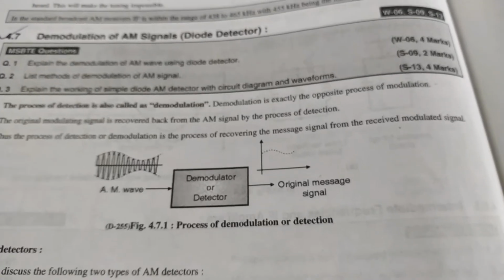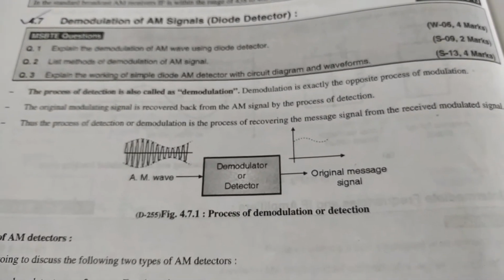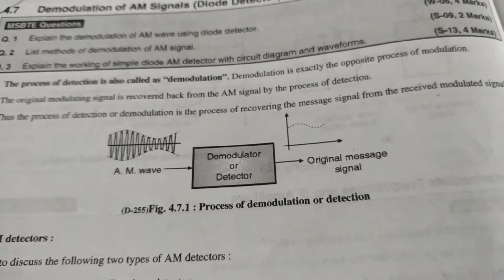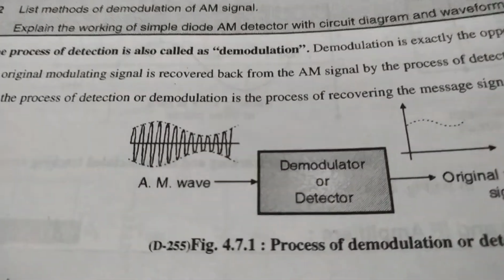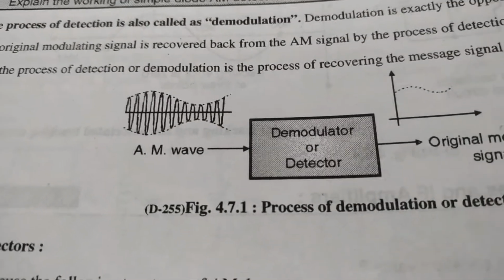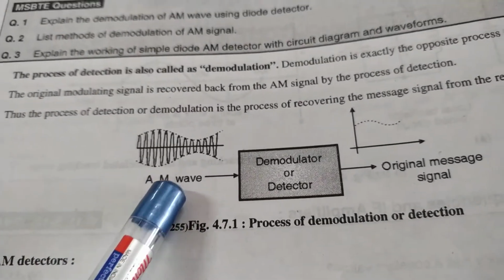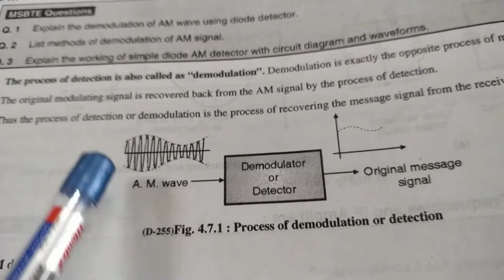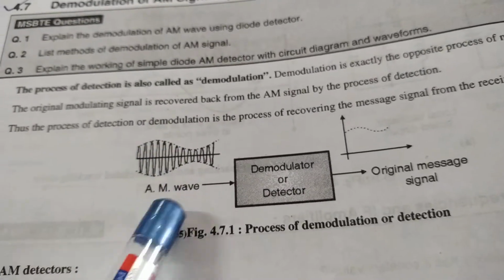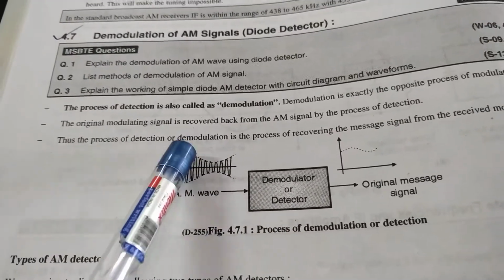Demodulation of that is the AM signal. So here you can observe how we can demodulate the AM signal. Here on the left-hand side you can observe the AM wave, which will be coming from free space. This amplitude modulated wave signal will be coming from free space.